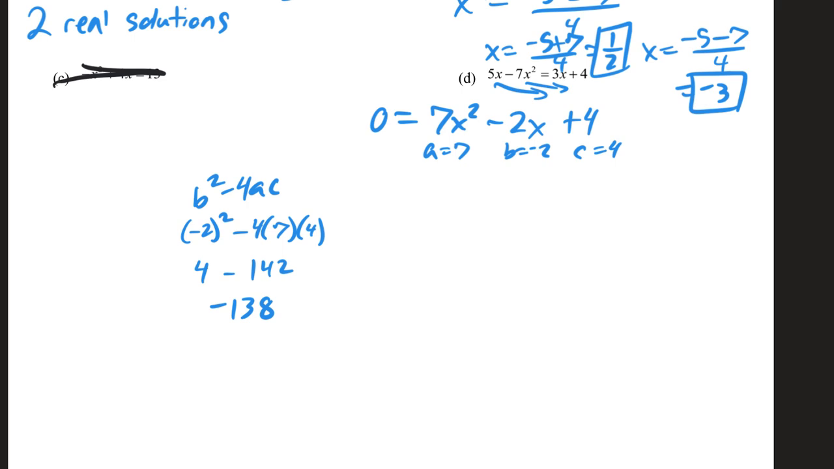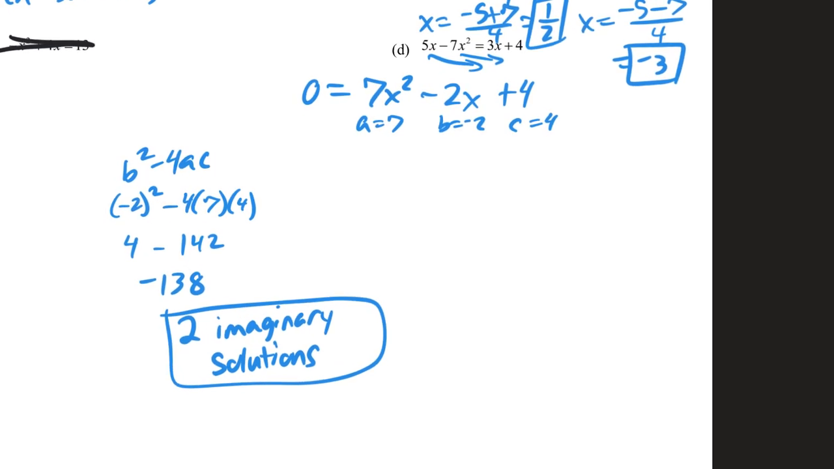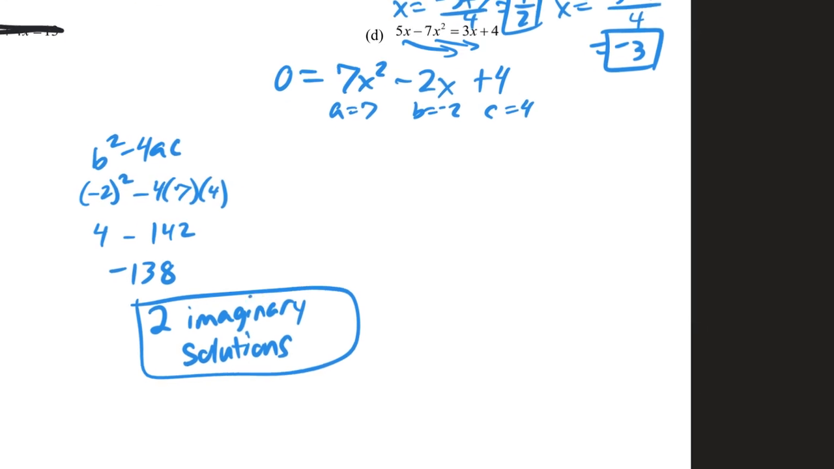That discriminant being negative tells me I'm going to have an imaginary solution. So I have two imaginary or two non-real solutions. So that's the first part of that question where it says find the number and type of solutions. It's two imaginary solutions.